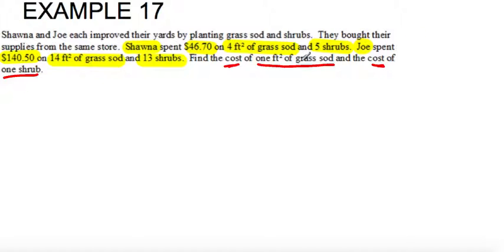One of my variables is the cost of grass sod. So G is talking about the cost of grass sod. And then S will talk about the cost of 1 shrub.